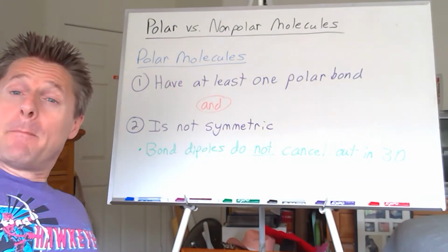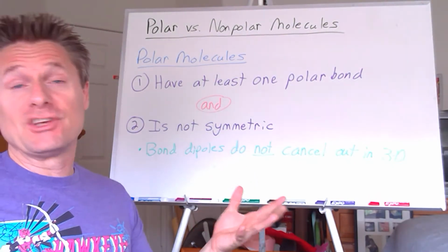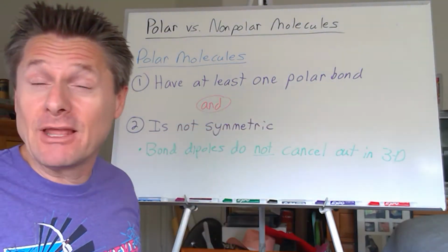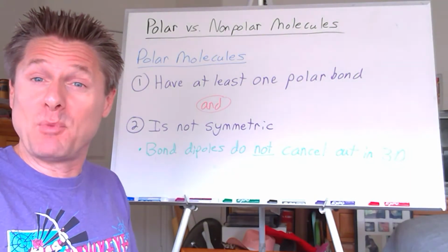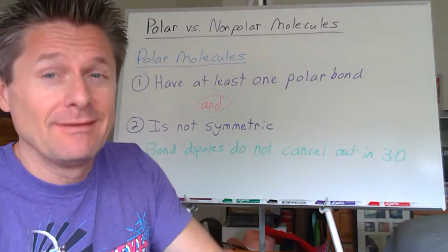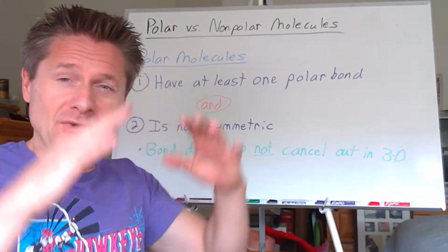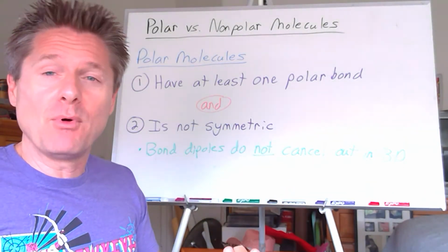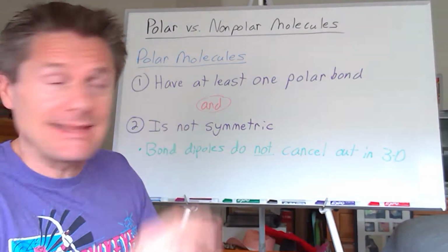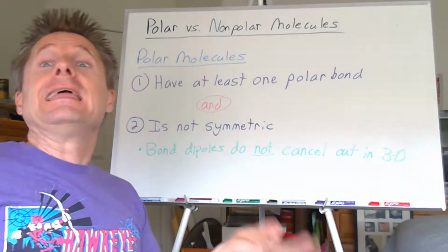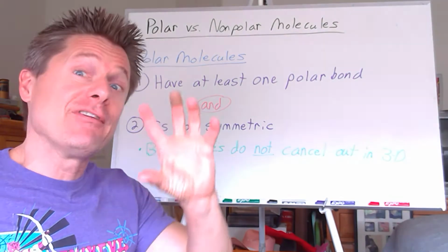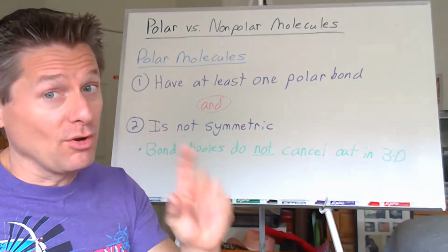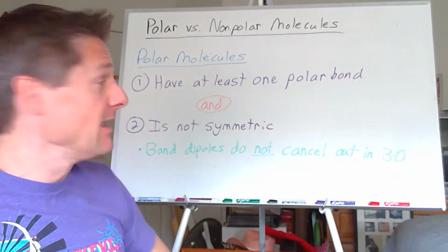To make something a polar molecule, here are your requirements. It has to have at least a polar bond, right? How can it be a polar molecule if it doesn't have a polar bond? With the exception that a lone pair on the central atom distorts the symmetry, even though you have nonpolar bonds. Put that aside. If you've got a polar bond, it qualifies as potentially a polar molecule. But remember, if it's symmetric, those polar bonds can cancel out in 3-dimensional space.